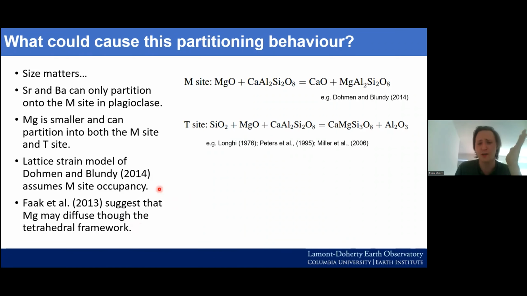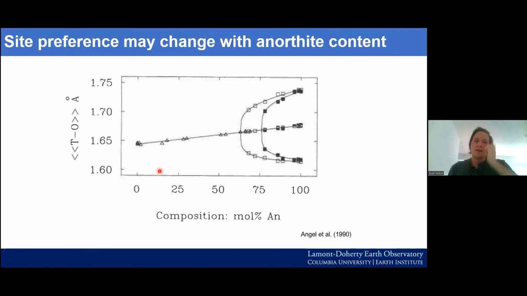Model. But another important thing to raise is that this lattice strain model of Doman and Blundy only assumes that magnesium sits in the M site. And so why might there be this kind of crazy change in behavior associated with magnesium? One potential explanation could be that maybe site preference changes across this transition. And this could relate to changes in the size of the site, so the lengths of oxygen bonds.